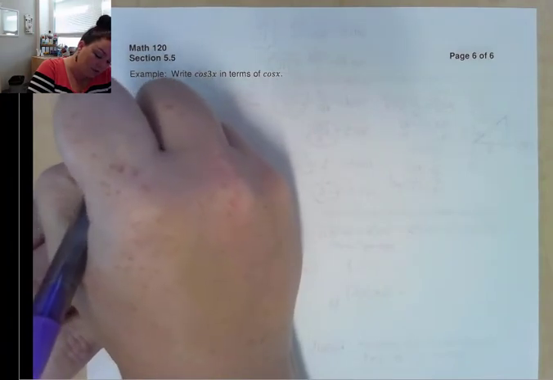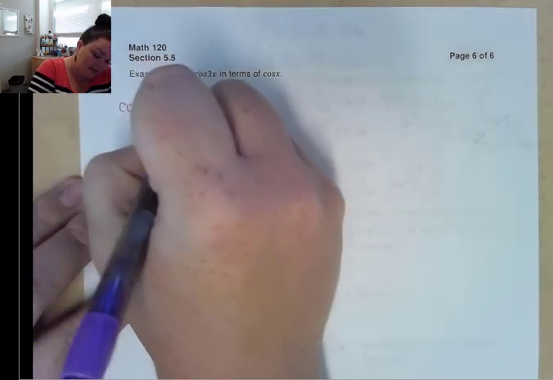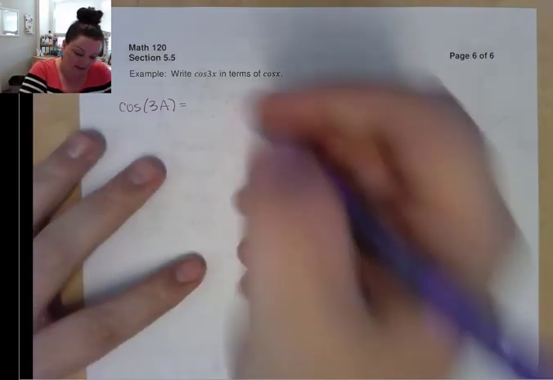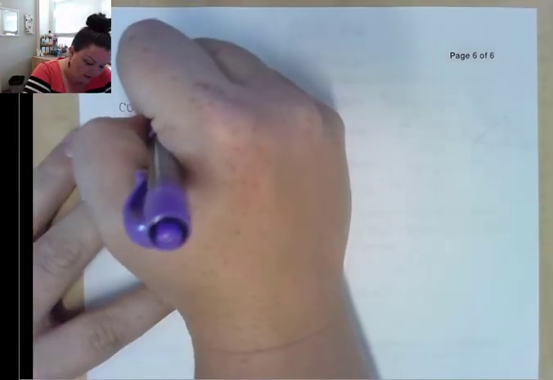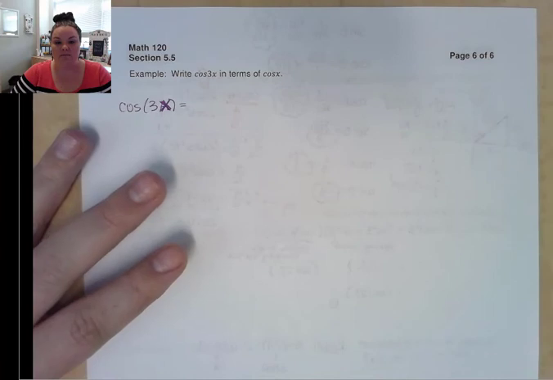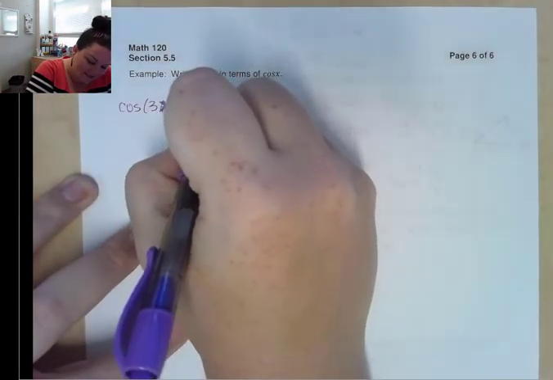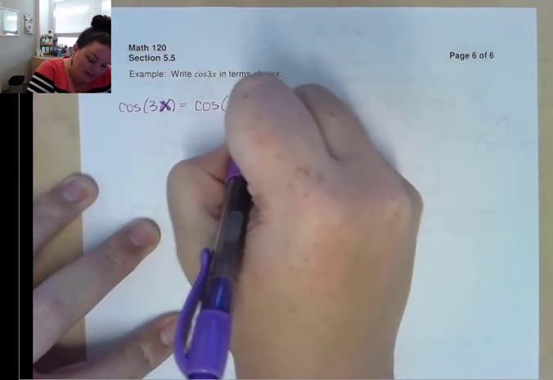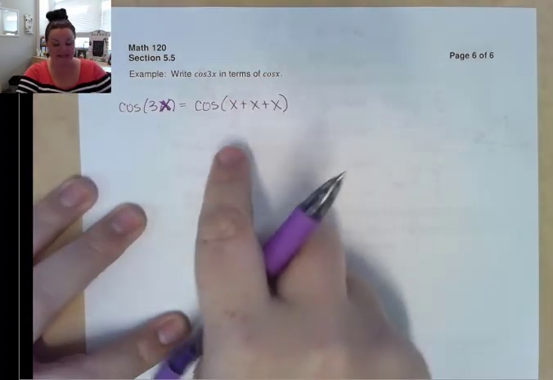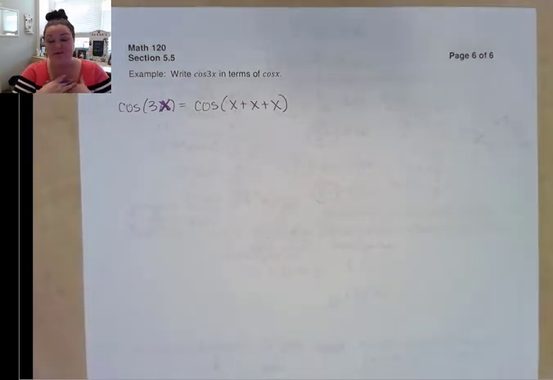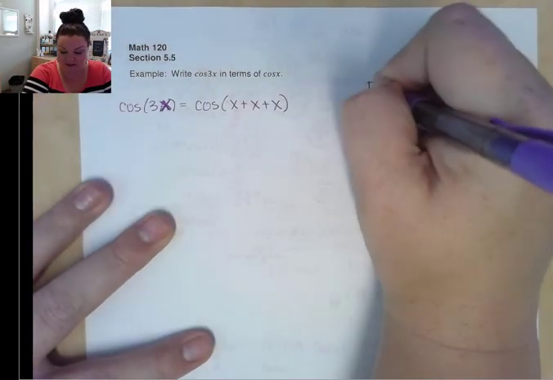So we're going to go ahead and start with cosine of 3x. Pretend that's an x. I could write this out as x plus x plus x, right? I could say this is the same thing as cosine of x plus x plus x. But I don't really need to be adding three things, right? Because I have a formula for cosine. I'm going to put it over here.